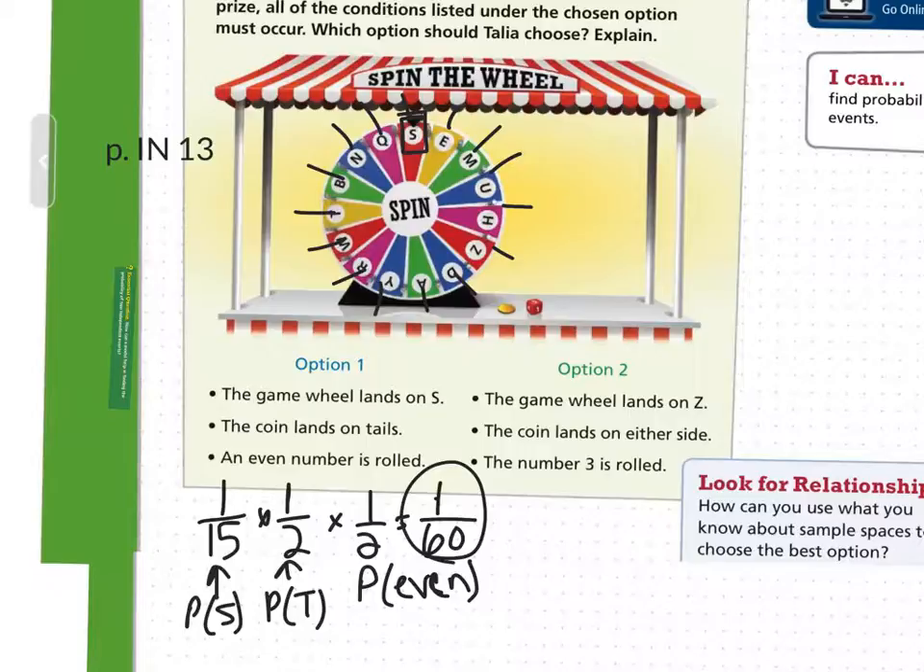For option 2, we're looking at the game wheel landing on Z. So if we look at our wheel here, there's a Z. And that looks like it. So the chance of us getting a Z would be also 1 out of 15.